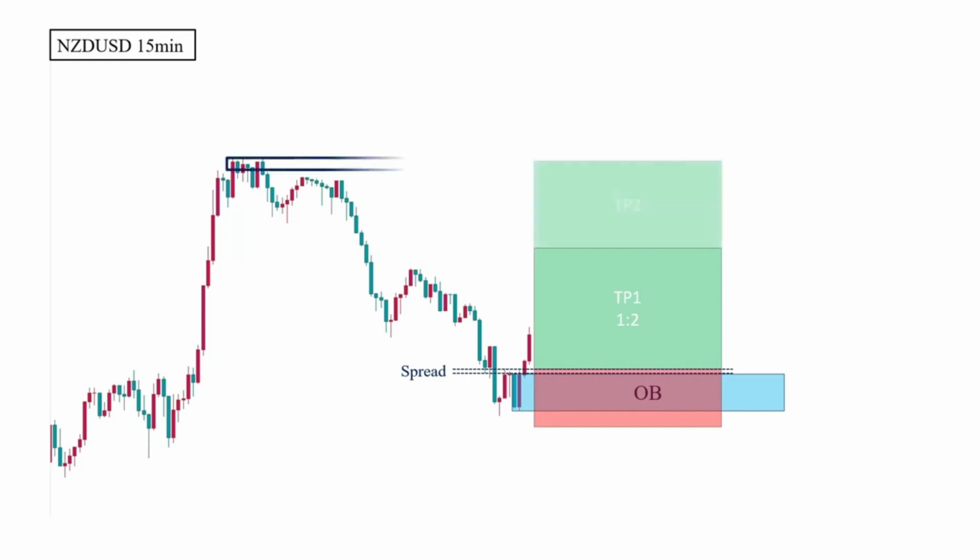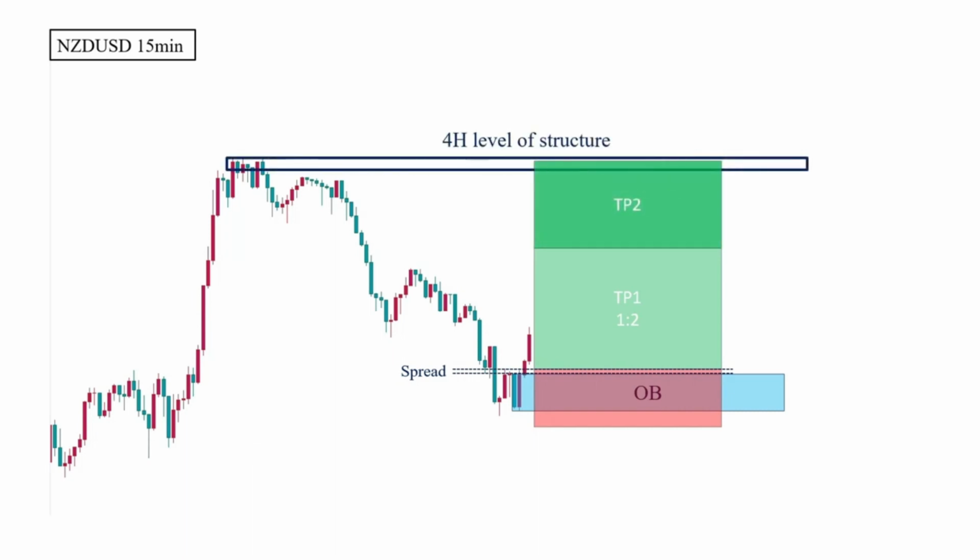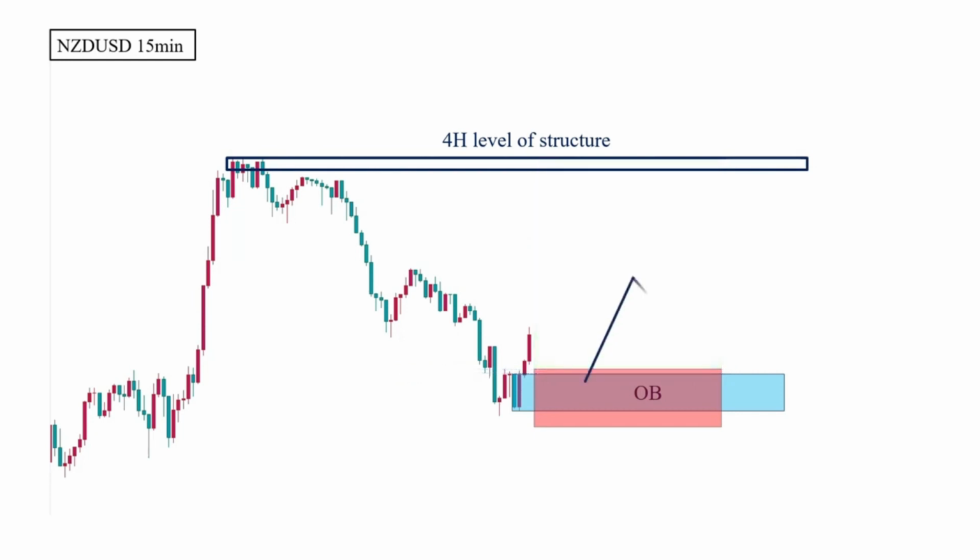For the second TP, you can target the next level of structure in front of the market in the higher time frame. Or, you can also track down your profit, meaning that every time the market makes a higher low, you reposition your stop loss a couple of pips below the lowest candle. But that is not all. We can look for further entries as the market continues to go to the upside.